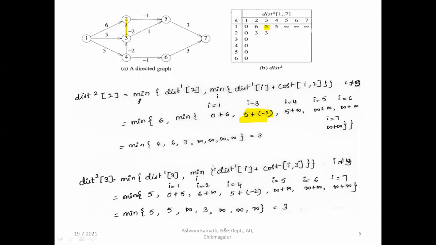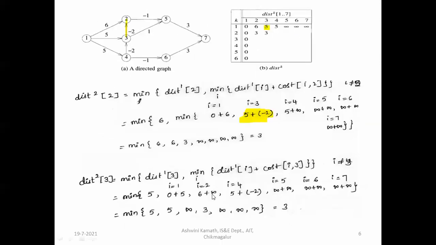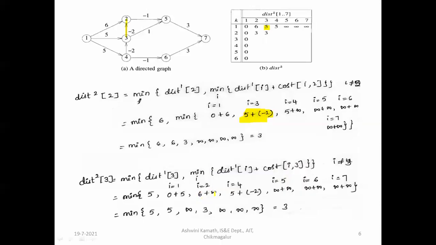Note down that. Then minimum of distance 1 of 5 from the table. From the table we have to consider. So from 1 it will be 0. 0 plus 1 to 3, it is equal to 5. See the graph, 1 to 3 is equal to 5. 0 plus 5. From 2 to 3, we don't have a direct edge, so it will be 6 plus infinity.